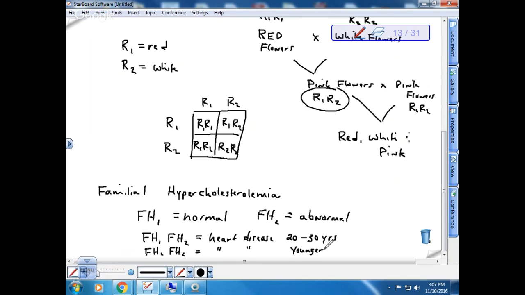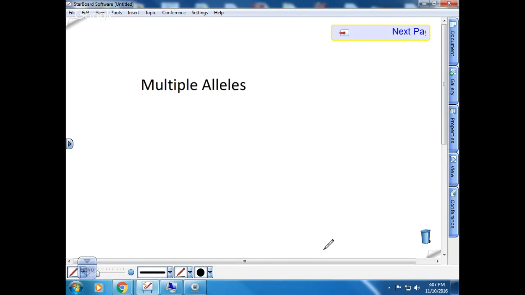Okay. So notice how there's a difference if you're heterozygous or if you're homozygous for the mutant allele. So we see a difference, just like with the red and the pink flowers. Okay, so that was incomplete dominance.